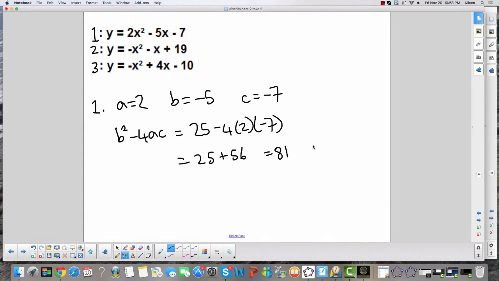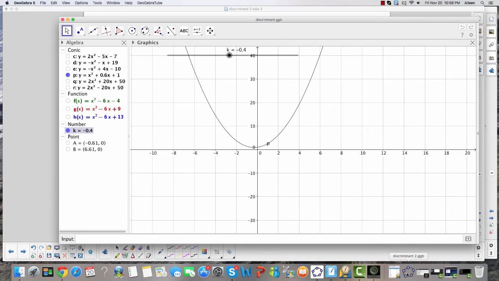Importantly, that's greater than 0, so on this one we expect to see 2 real distinct roots, a left hand root and a right hand root. Let's look to see if that's the case. Here it is. Here's our 2x squared minus 5x minus 7. That's what we were looking for.